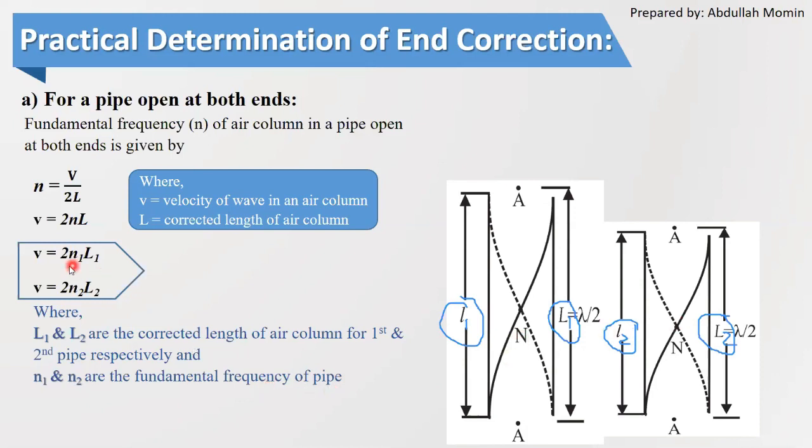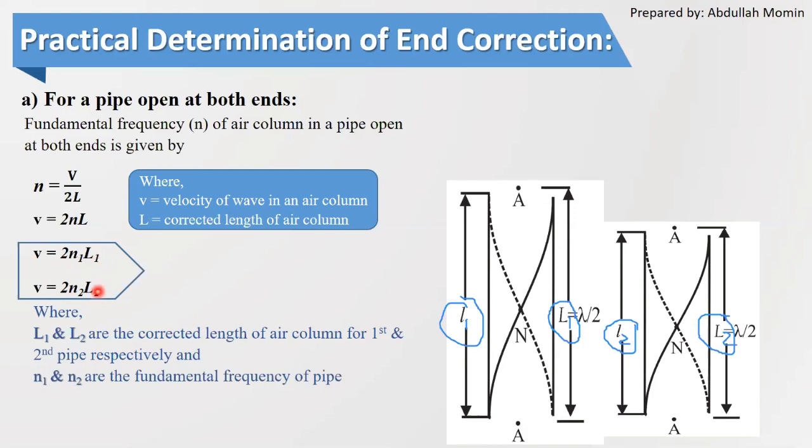So from these two equations, V is equal to 2N1 L1 and V is equal to 2N2 L2. What is V? V is the velocity of sound wave in an air column. So the medium is same, so the velocity will not change. If you increase the frequency, the length decreases. If you decrease the length, the frequency increases. But the product 2N1 L1 remains the same.